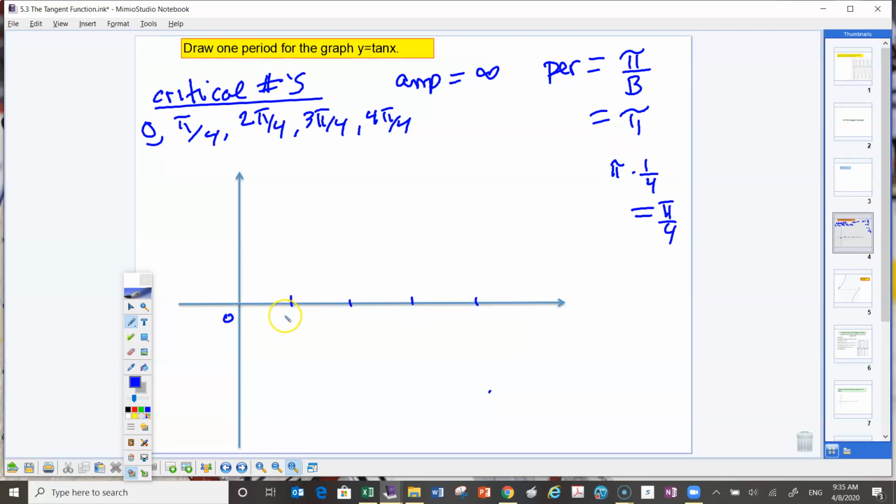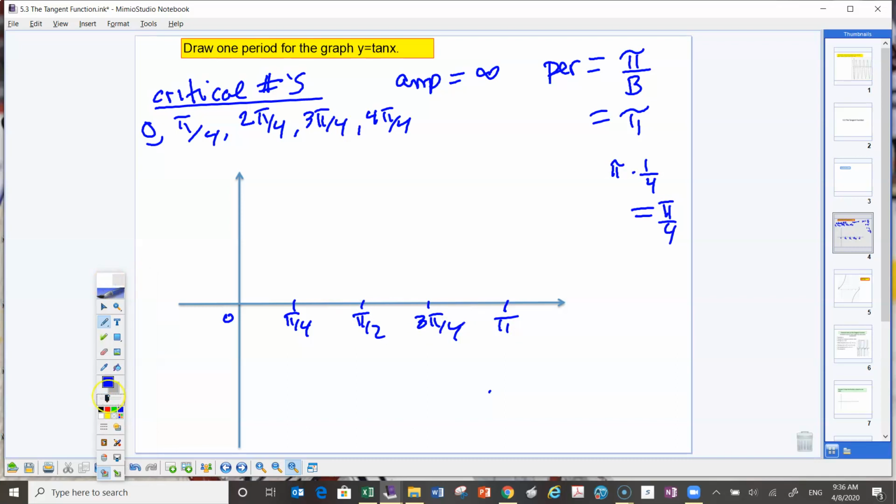So there's 0, pi by 4, 2 pi by 4, 3 pi by 4, and 4 pi over 4, which is pi. I guess we could change this to reduced form, so let's just renumber these here. Reduced form: pi by 4, pi by 2, 3 pi by 4, and pi.